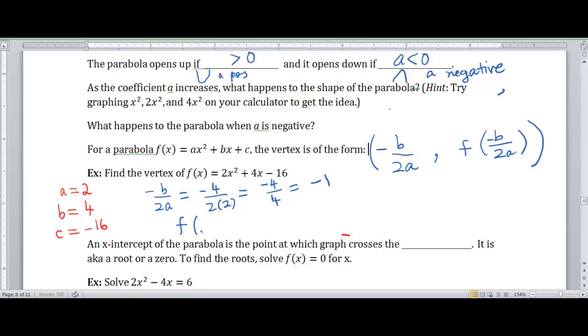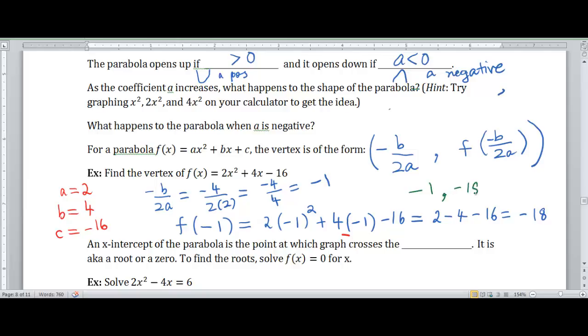Now I want to plug in for the y-coordinate. So you do f of negative 1. You plug negative 1 into the original function. Negative 1 squared is positive 1, times 2 is 2, minus 4 times negative 1 is negative 4, so that's minus 4 minus 16. 2 minus 4 is negative 2, minus 16 is negative 18. So my vertex is negative 1, comma, negative 18.